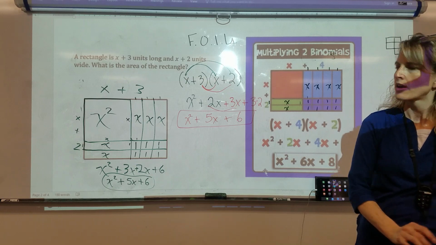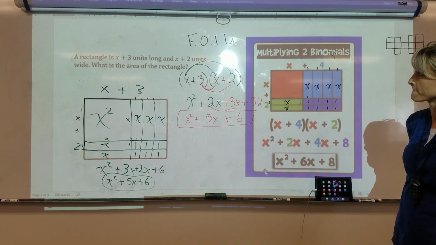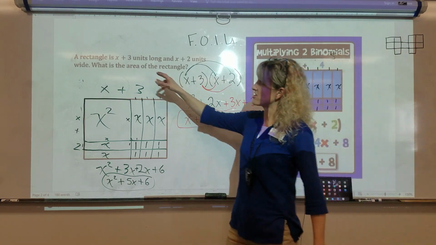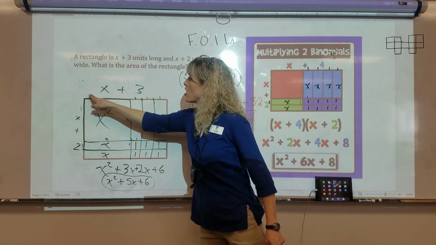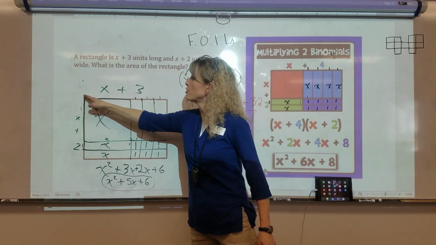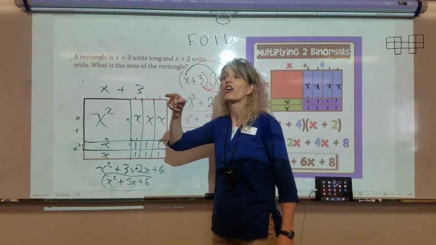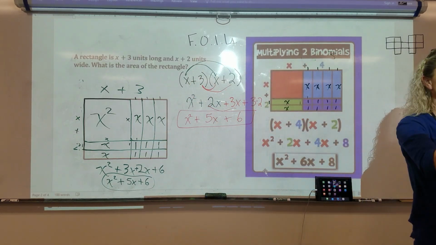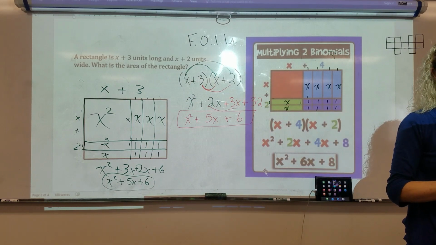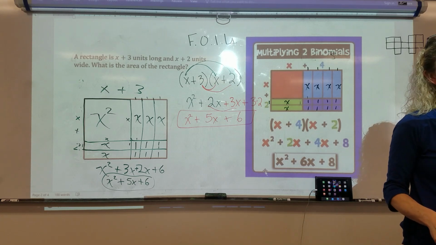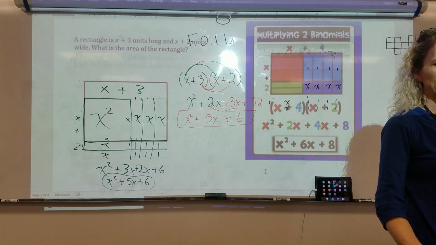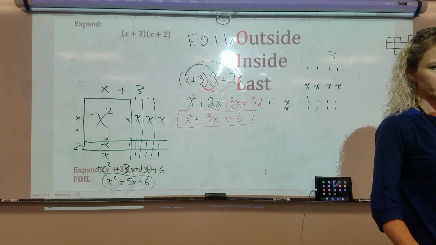I'm confused on where the x plus 3 and the x plus 2 came from. Oh, very good question. It says a rectangle is x plus 3 units long and x plus 2 units wide. Find the area. Good question, Annika. Joseph? What does the L stand for again? Last. Okay. First, outside, inside, last. Let's try a couple practices. We already did that one.